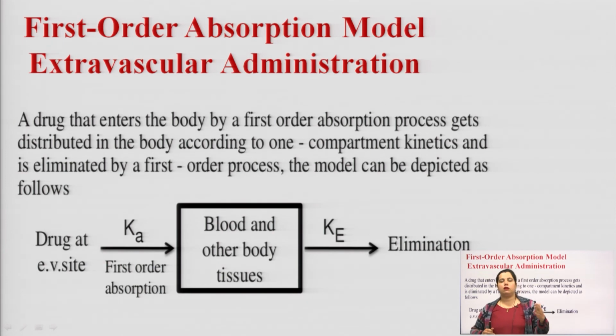So, after studying zero order kinetics, the first order absorption model basically tells us that a drug that enters the body by a first order absorption process gets distributed in the body according to one compartment kinetics. Basically, the whole body is considered as a single compartment, with the drug entering and eliminating through the body, and it is eliminated by a first order process. The model can be depicted as follows: drug at extravascular site, first order absorption, blood and other body tissues, elimination phases. It is similar to zero order kinetics, but in zero order kinetics the absorption is independent of drug concentration, whereas in first order kinetics it is dependent on the concentration of drug.